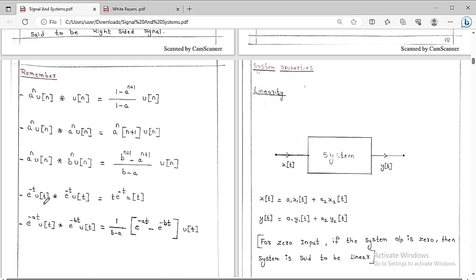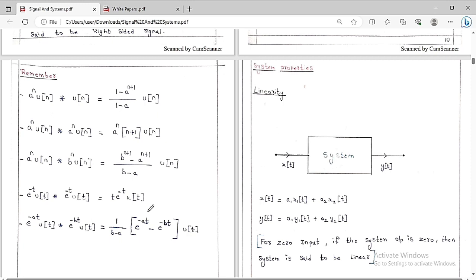Similarly, e to the power of minus t, u of t convolution of e to the power of minus t, u of t is equal to t into e to the power of minus t into u of t. Whereas e to the power of minus at, u of t convolution of e to the power of minus bt, u of t is equal to 1 by b minus a into e to the power of minus at minus e to the power of minus bt into u of t. All these formulas you always have to keep in mind. In the examinations, if they ask questions from these, you don't have to solve everything from scratch, as it will take a lot of time. Instead, if you remember these, it will be easier to solve this type of problem. That is why I have specifically given all these 5 equations. You have to remember these values.